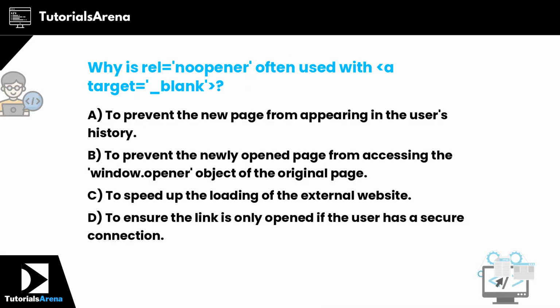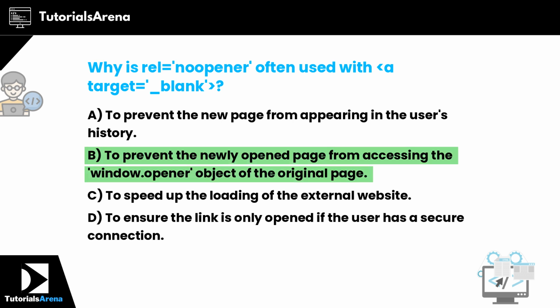Why is rel equals noopener often used with a target equals underscore blank? The correct answer is option B. To prevent the newly opened page from accessing the window.opener object of the original page.